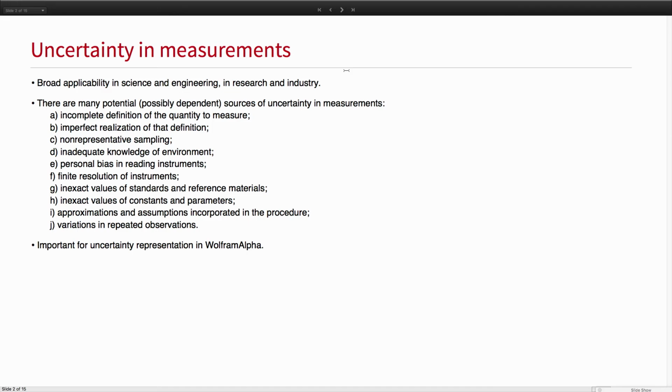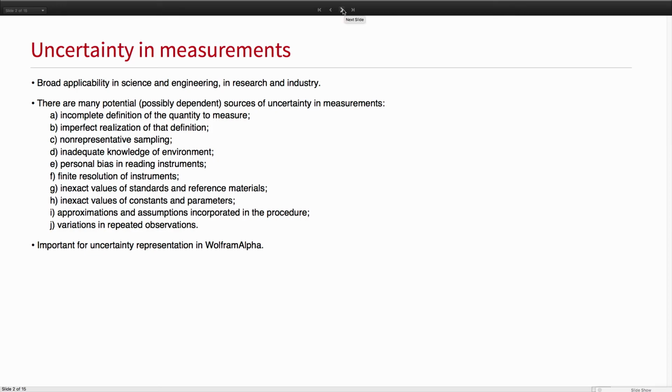And so this has been a long-standing issue that, for example, in the Wolfram Alpha database, they have lots of data that needs representation with errors. So it will be great to have this new object.